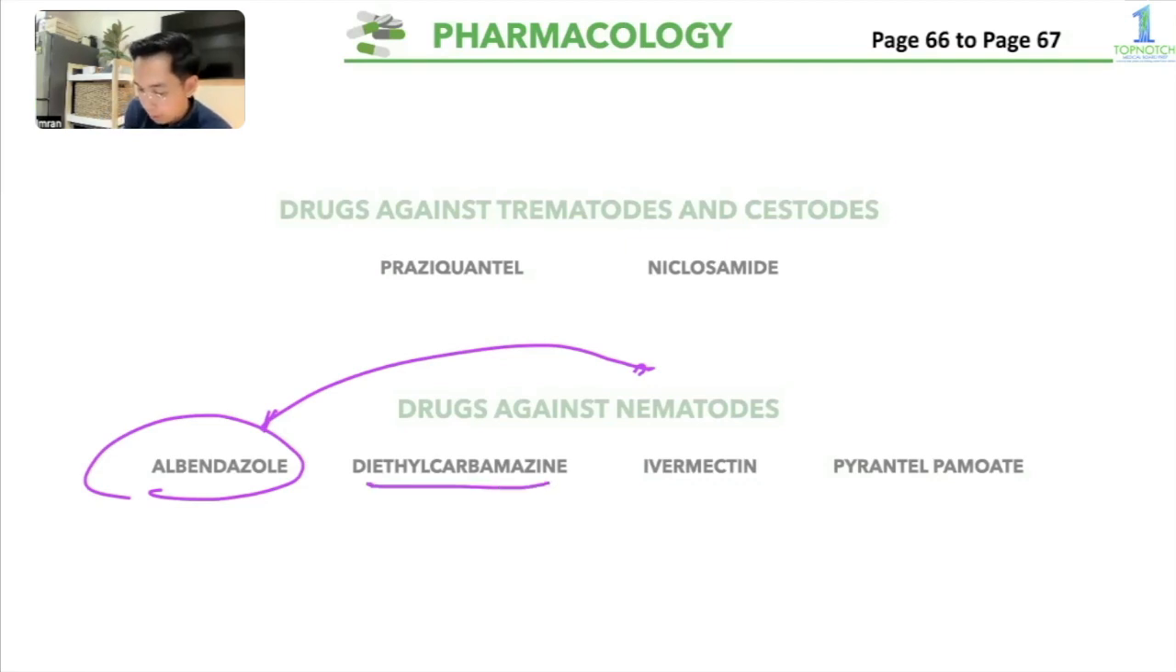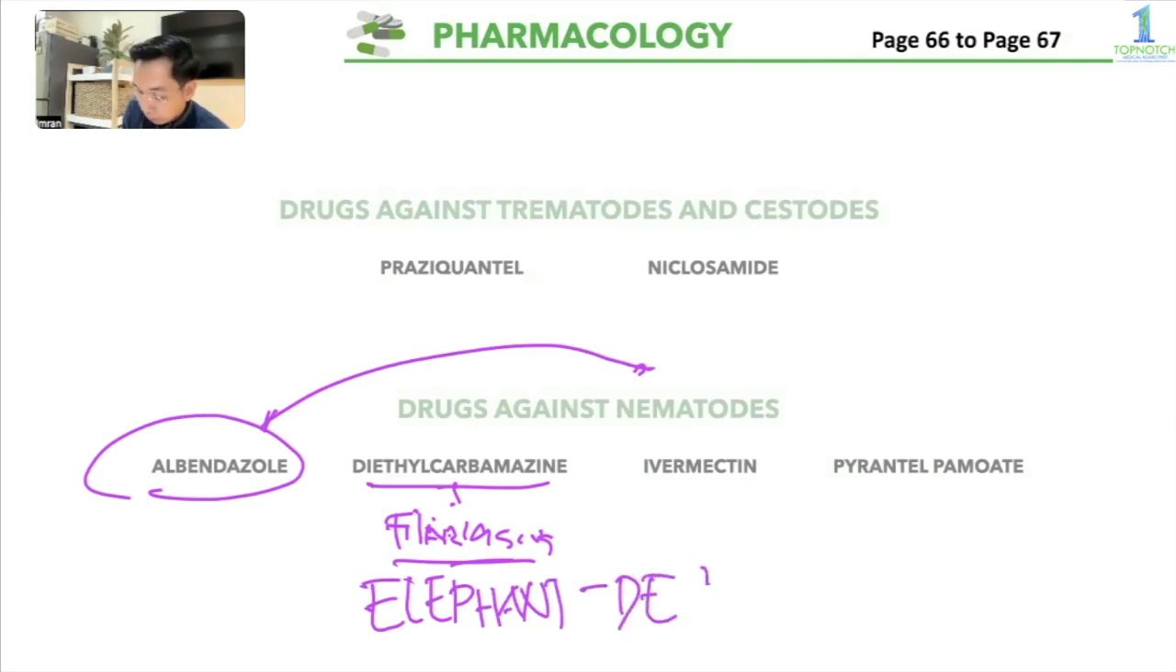Kunwari, si diethylcarbamazine, this can be given for filariasis. Ito yung elephantiasis, di ba? Caused by your Wuchereria bancrofti and your Brugia malayi. So itong dalawang to, it can cause filariasis. And yung elephantiasis, lumalaki yung mga binti nila, di ba? So ang palatandaan ko, parang elephant, okay? Elephant deck for diethylcarbamazine. All right? So diethylcarbamazine, elephant deck.